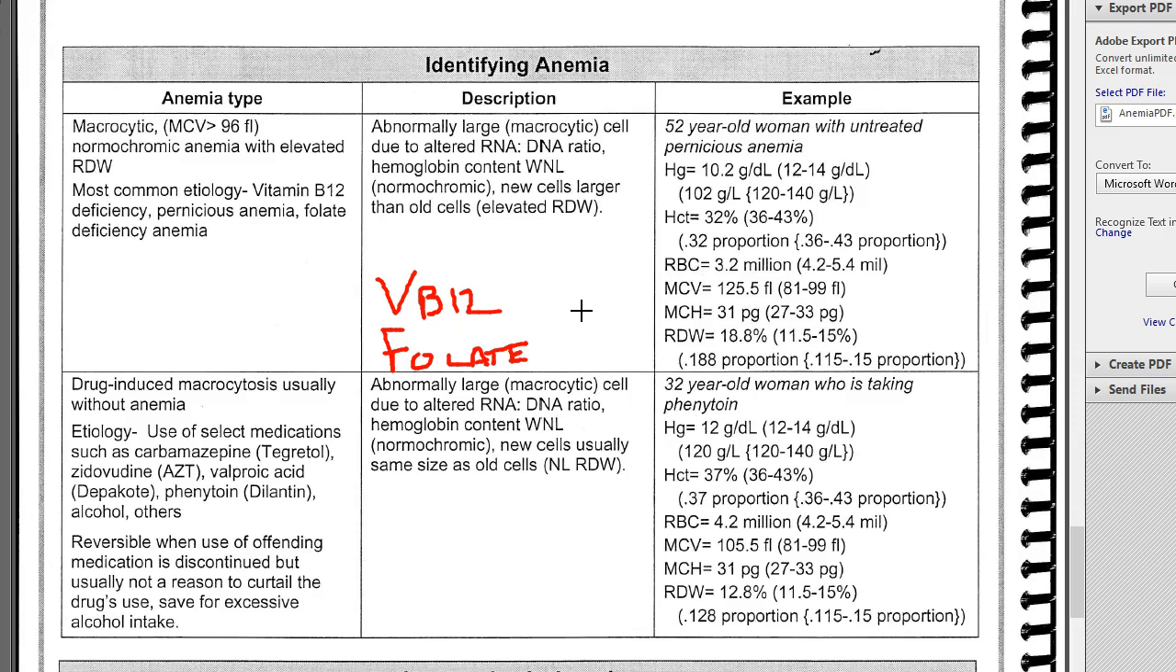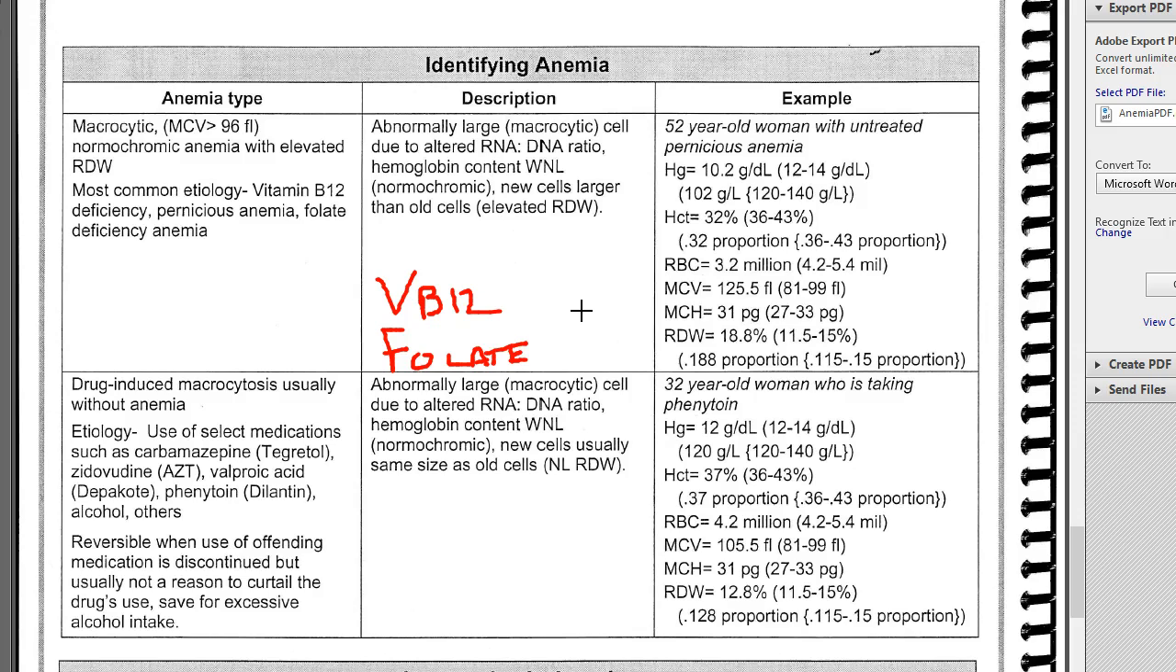Outside of that, folic acid replacement in adults typically ranges from 0.5 to 5 milligrams, the usual dose being 1. Usually repeat your labs in about 1 to 2 months, and you should start to see a resolution of that, and the folic acid deficiency should resolve.